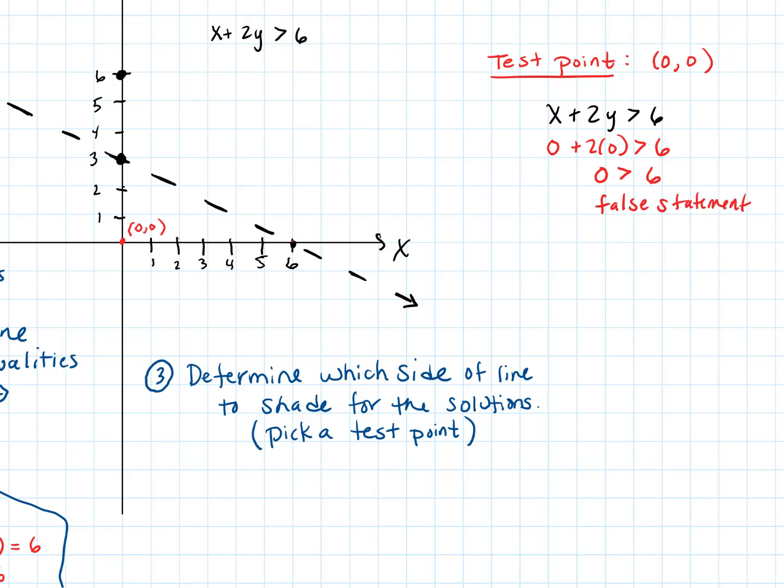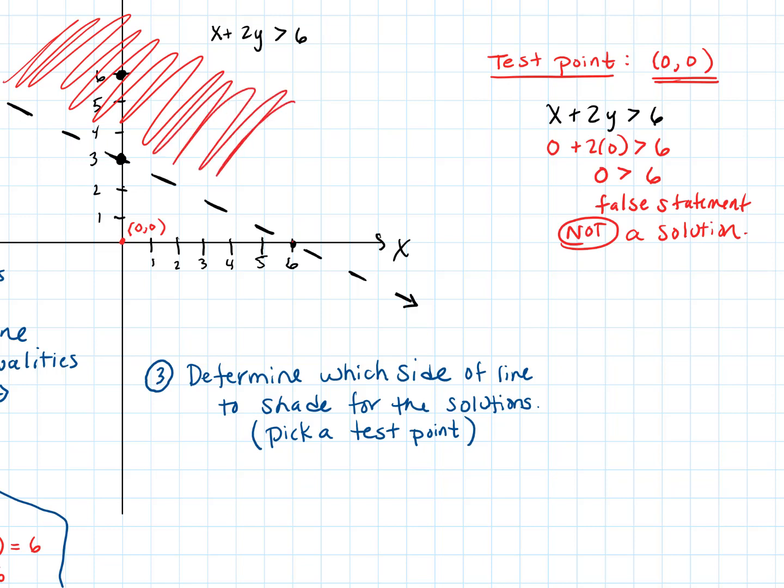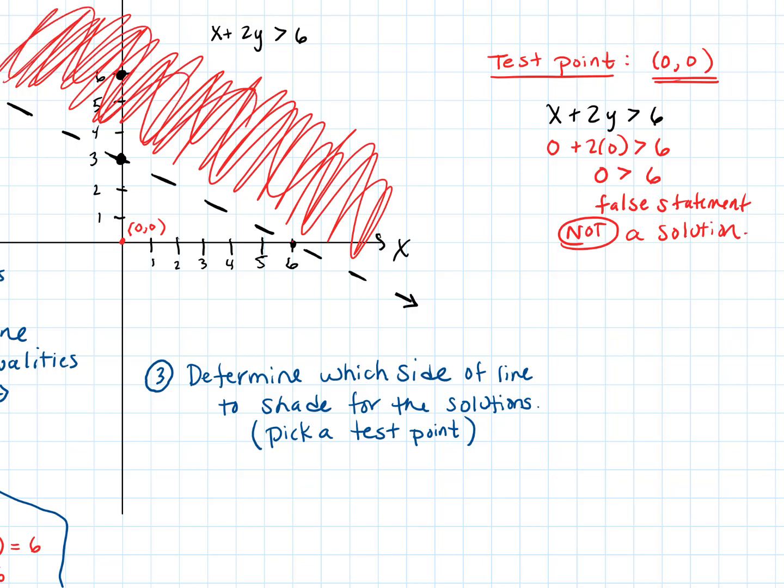So what that means is that 0, 0 is not a solution. So I want to make sure that my shading does not cover 0, 0. Remember there were only 2 options. So that means my shading must be on the opposite side of 0, 0. Now this little scribble that I just made means that everything above this line is included in the solutions. So that's how we do a test point. Now if 0, 0 had been a solution, then we would shade so that our shading covers 0, 0.